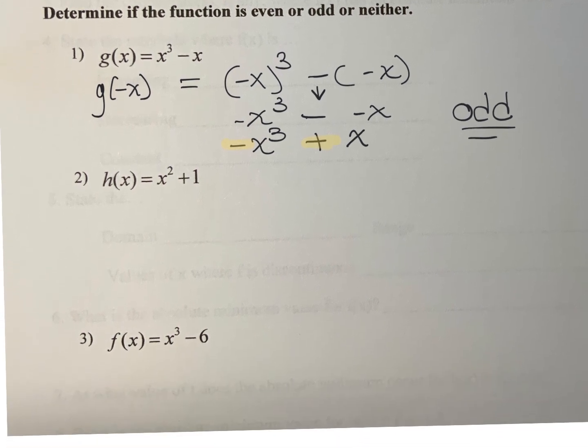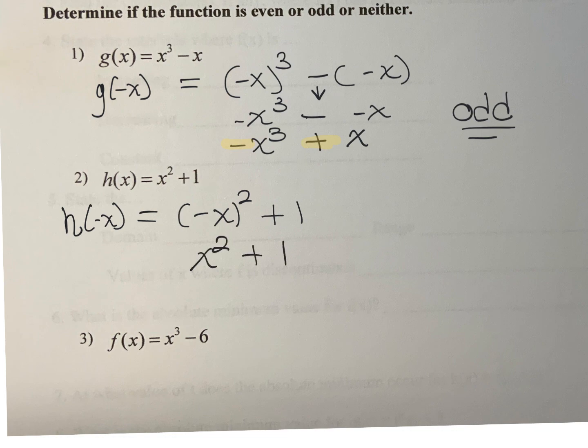The next one. So h of negative x: negative x squared plus 1. A negative squared is a positive, plus 1. These are both the same. And if it's the same, it's called even. So this is an even function.